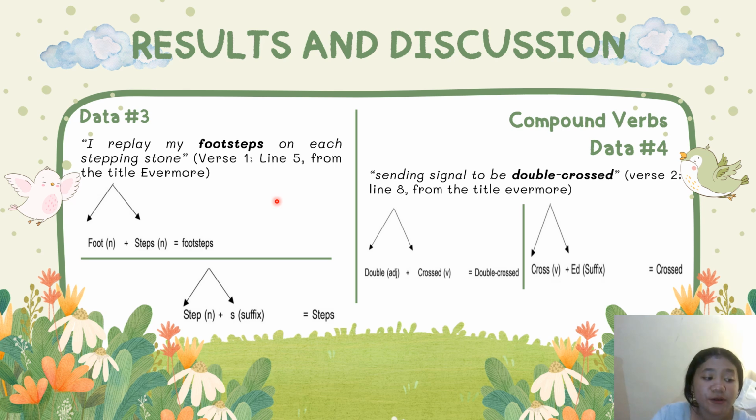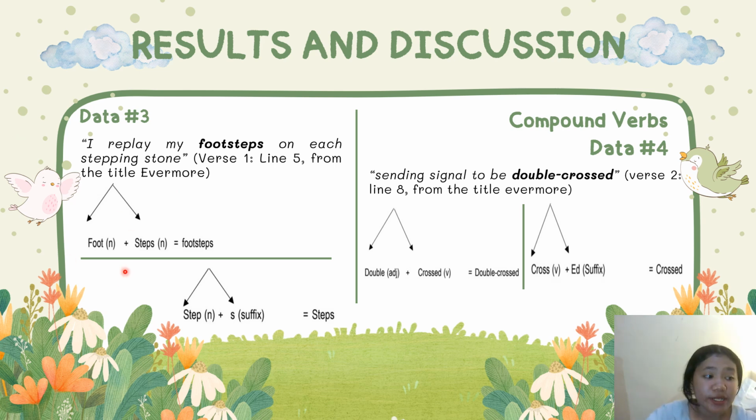It is because the word foot is categorized as a noun, and steps too is a noun. So why is it categorized as the compound noun? Because the word footsteps is the combination of two nouns.